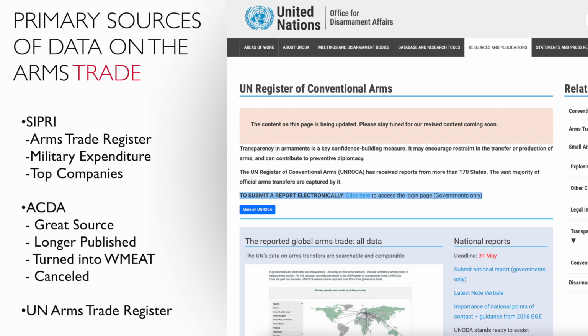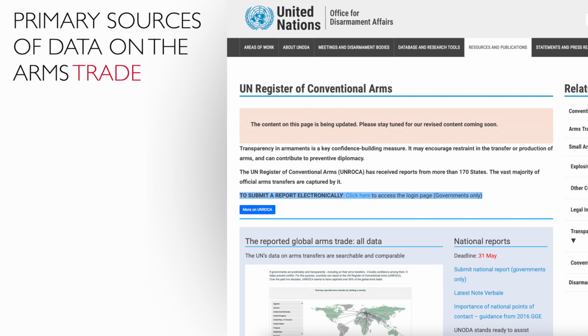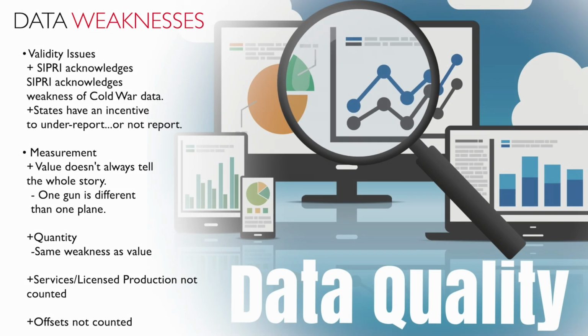Well, even though there are 3 sources, let's go ahead and go over some of the weaknesses that are going to be within the data. Now, we have to keep in mind, because the arms trade is something that states don't necessarily want everybody to have a perfect vision into, there's going to be weaknesses within the data that you're going to be able to pull. As far as validity goes, SIPRI has acknowledged that much of their information prior to 1970 is fairly weak. That's because, again, prior to 1970, we're in the height of the Cold War, and both of the major arms exporters, both the US and the Soviet Union, had an incentive to misreport the numbers. And that still goes on today.